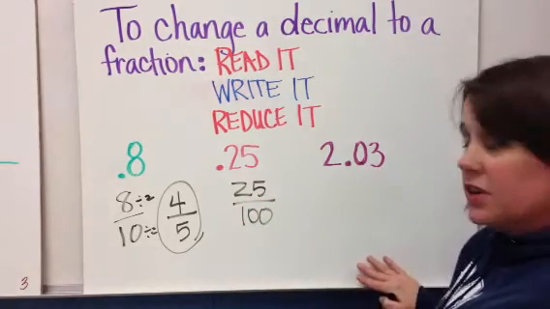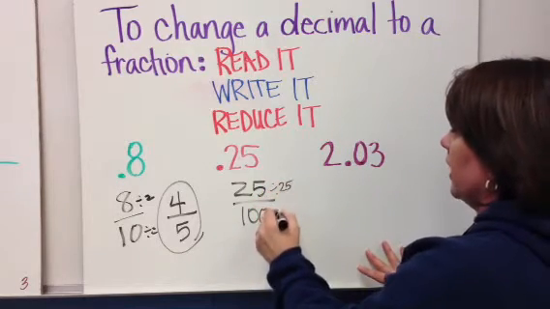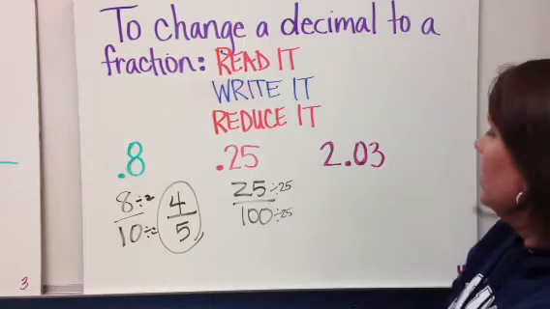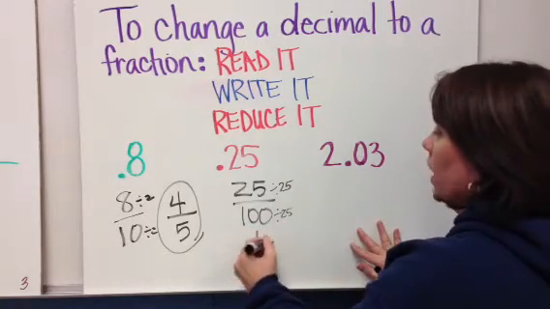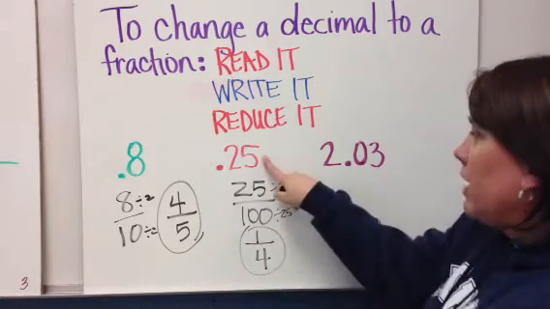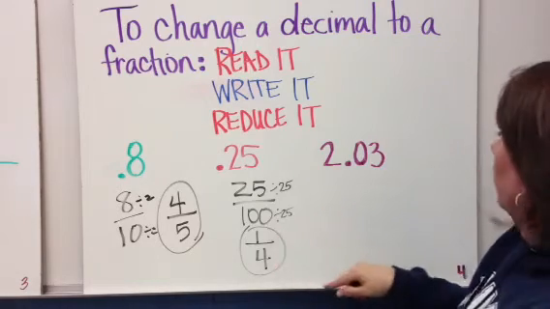And again, to put it in simplest form, I'm going to divide the numerator and the denominator by the greatest common factor. I know 25 goes into both of these. 25 divided by 25 is 1. 100 divided by 25 is 4. And so 25 hundredths is 1/4, the fraction in simplest form.